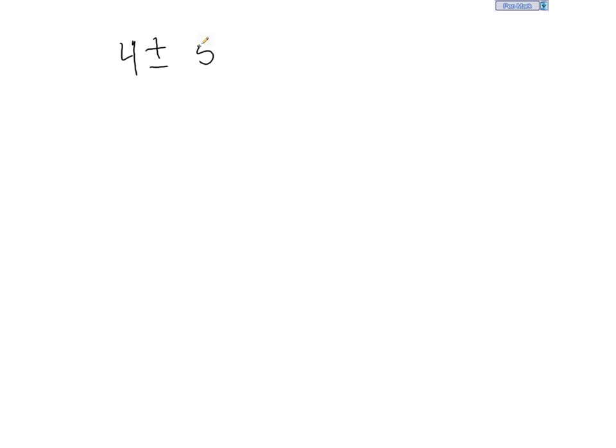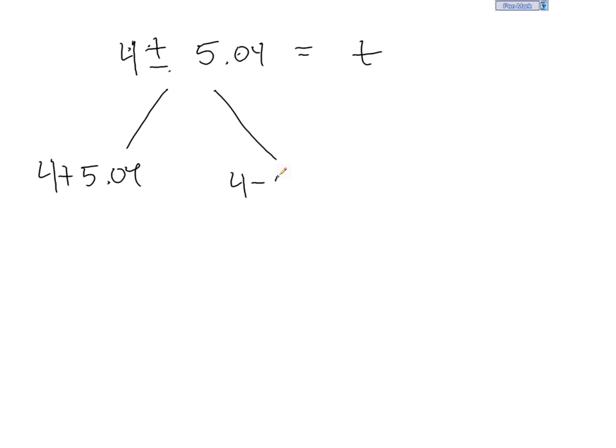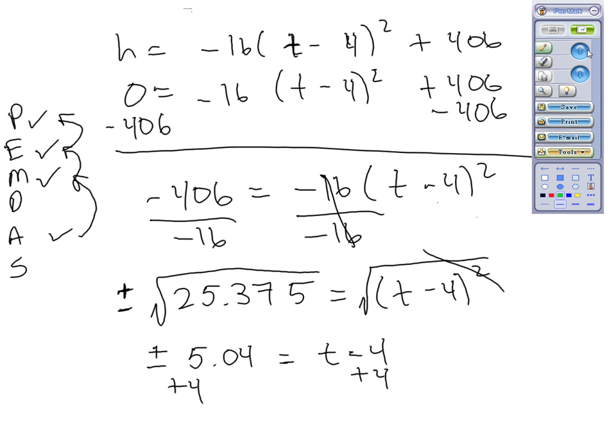Well, as a matter of fact, if I just write 4 plus or minus 5.04 equals t, that shows me that I could have 4 plus 5.04 or 4 minus 5.04. So this leads to two possibilities. If I add, I get 9.04, and if I subtract, I get negative 1.04. So t could be one of two possibilities: negative 1.04 or 9.04. Well, that might seem confusing for a moment, because how can the object hit the ground at 2 points?